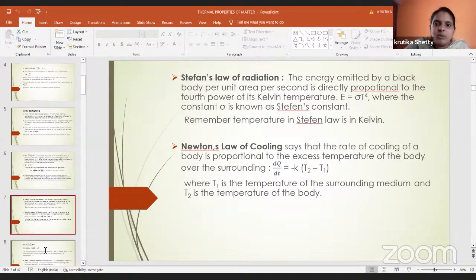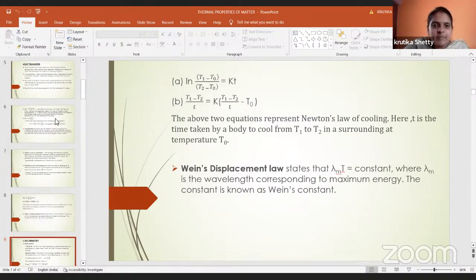Then Stefan's law. What is Stefan's law? This is given by E is equal to sigma T raised to 4. What is E here? This is the energy emitted. The energy emitted from the body is directly proportional to the fourth power of the temperature. Here sigma is a constant. Then Newton's law of cooling is there. The rate of change of cooling is proportional to the change in the temperature. So K is called the proportionality constant.